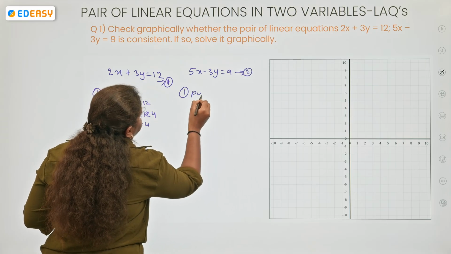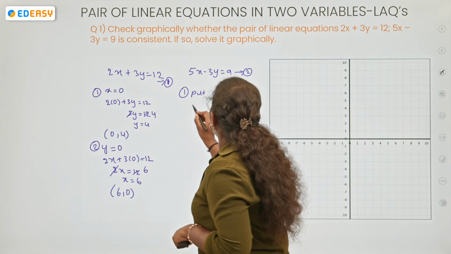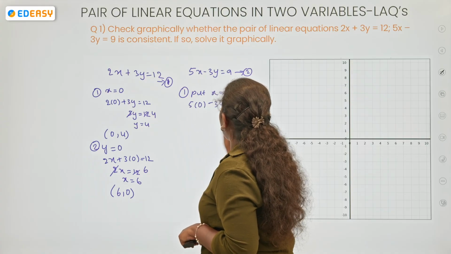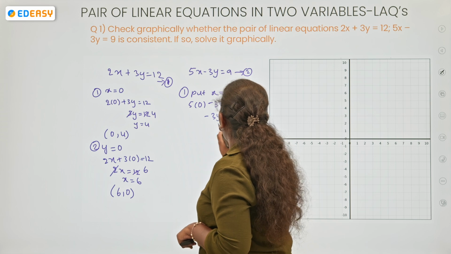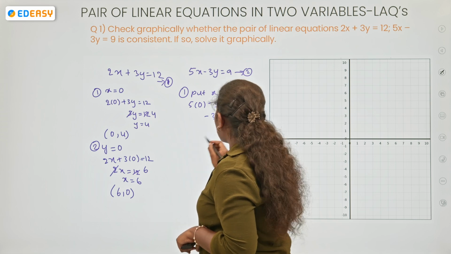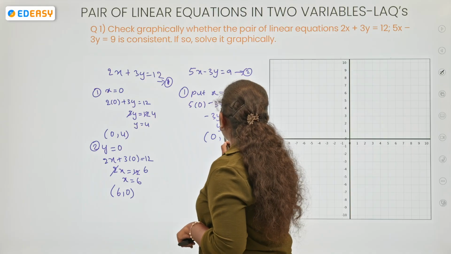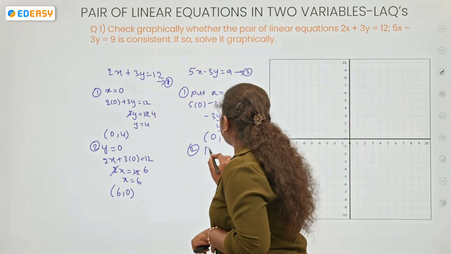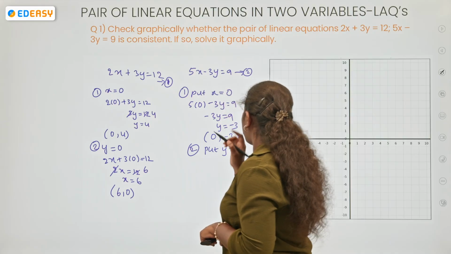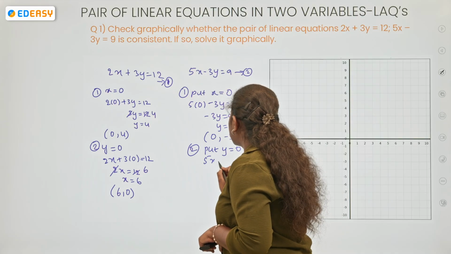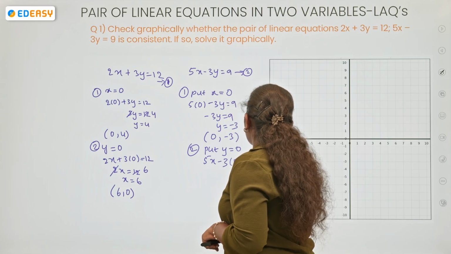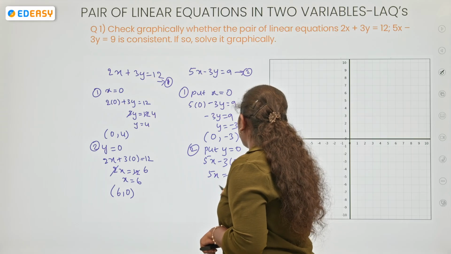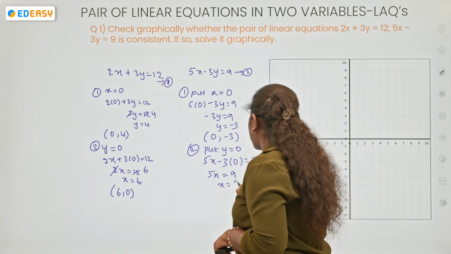Now put x equals 0. That becomes 5 into 0 minus 3y equals 9. So minus 3y equals 9 and y equals minus 3. So what is the first point we got? (0, minus 3). Clear? Now the second one, put y equals 0. If you put y equals 0, 5x minus 3 into 0 equals 9. So 5x minus 0 equals 9. So x equals 9 by 5.